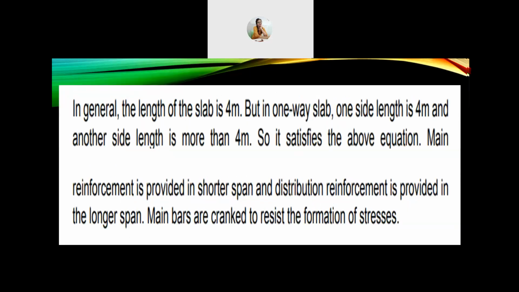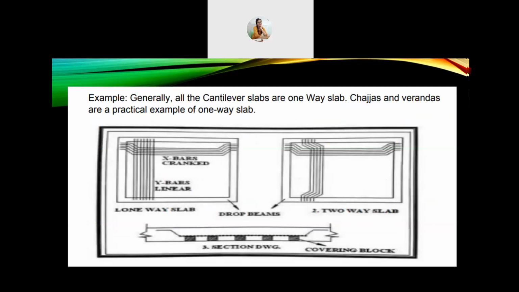In general, the length of the slab is 4 meters, but in a one-way slab, one side length is 4 meters and the other side length is more than 4 meters. So it satisfies the above given equation. Main reinforcement is provided in the shorter span and distribution reinforcement is provided in the longer span. So main bars are cranked to resist the formation of stresses. For example, generally, all the cantilever slabs are one-way slabs. Chajjas and verandas are a practical example of one-way slab.